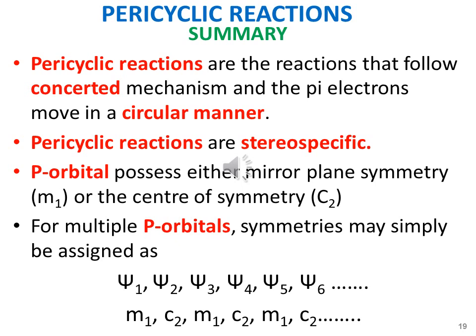When multiple p orbitals are present, you may simply assign their symmetries as M1, C2. The first is assigned M1, the second is assigned C2, the third is assigned M1, the fourth is assigned C2, and so on. Here I have designated the first p orbital as psi1 and its symmetry is M1. The second is psi2 and its symmetry is C2. And the third is psi3 and its symmetry is M1. So you simply write the symmetries as M1, C2, M1, C2, M1, C2 if you have multiple p orbitals. So this is the summary of today's lecture that we have learned so far.